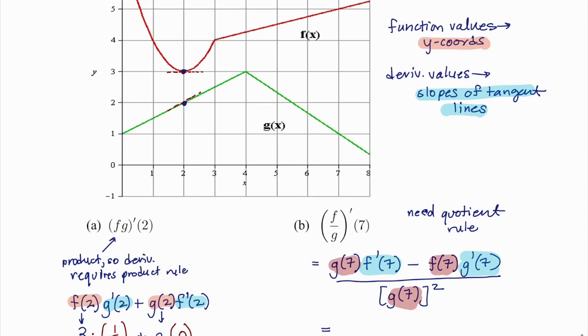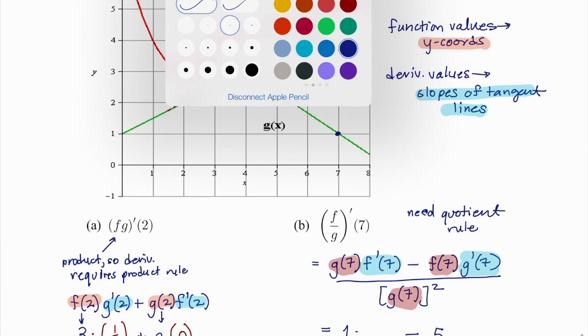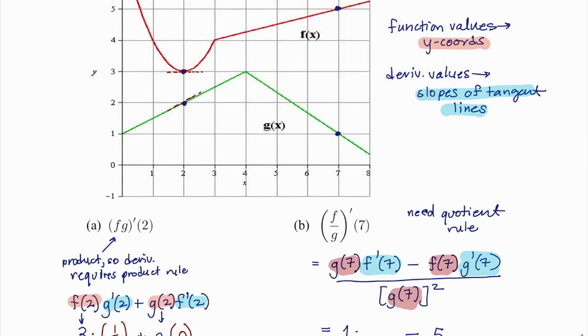So the y-coordinate from G at 7 looks like that's 1. So that is filled in the numerator and also in the denominator. The y-coordinate from F at 7 is 5. And then we want to fill in the slopes. The slope of F at 7 is just whatever the slope of that line is. And I can count from this point to this point, and I'm seeing I go down 2 and right 3. So that slope would be negative 2/3.